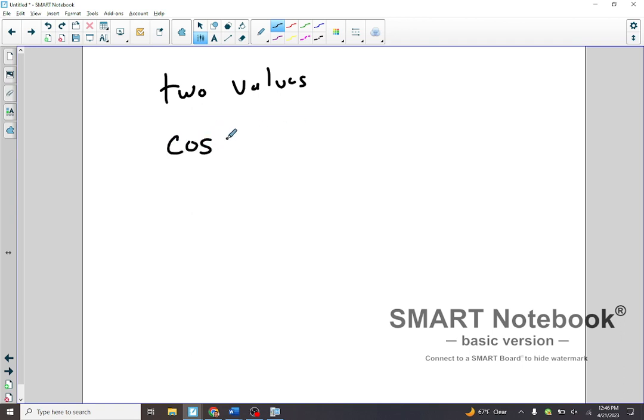Give me two values of theta where cosine of theta equals root 2 over 2. Actually, let's do negative root 2 over 2. Let's illustrate a big point.